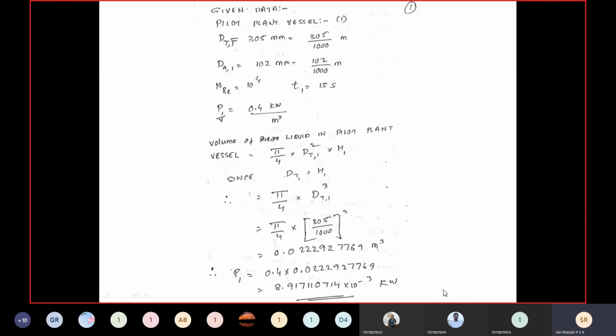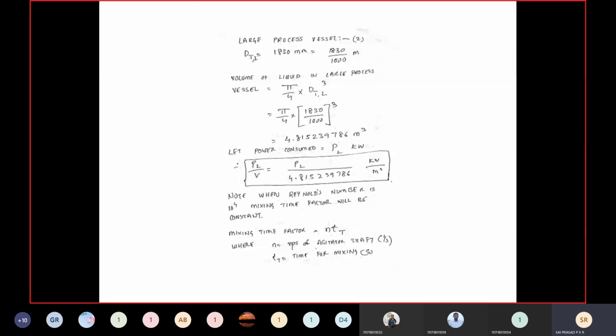The large process vessel is denoted by 2. So dt comma 2 is equal to 1830 millimeters. It is given that in the large process vessel, the diameter of the tank is 1830 millimeters. Divided by 1000, you get meters. So the volume of the liquid in the large process vessel is equal to π/4, same thing, dt comma 2 raised to 3. I found that it is 4.15 meter cube. Power is not given, no?